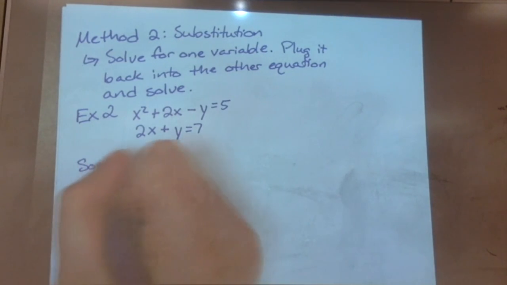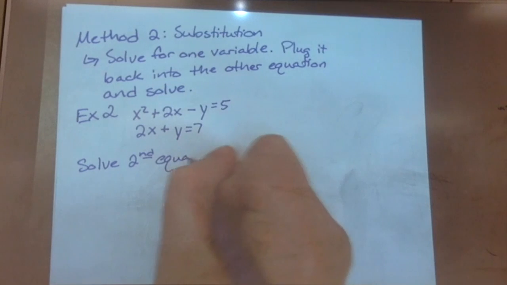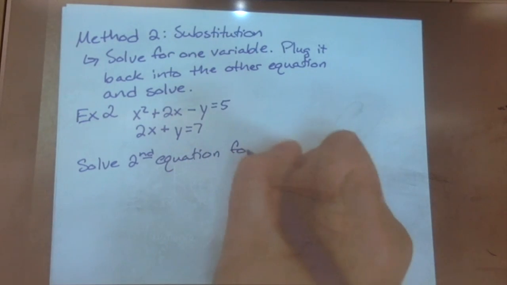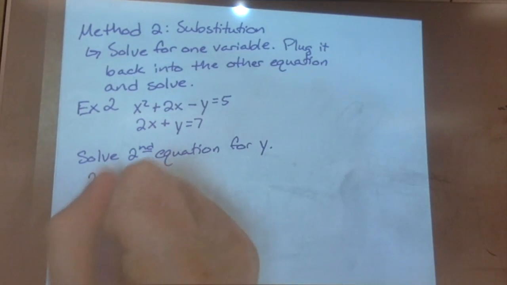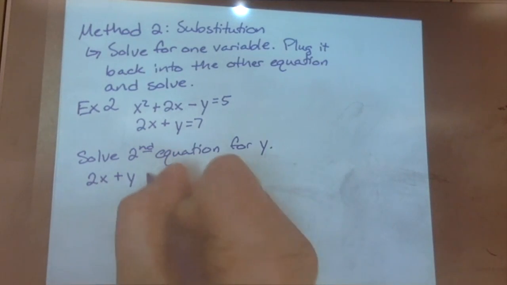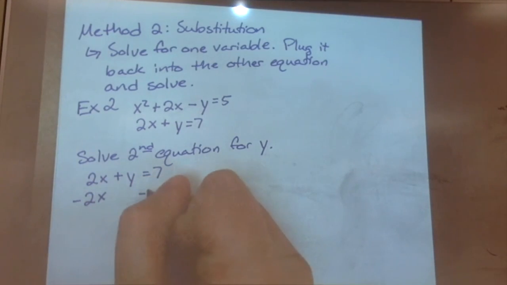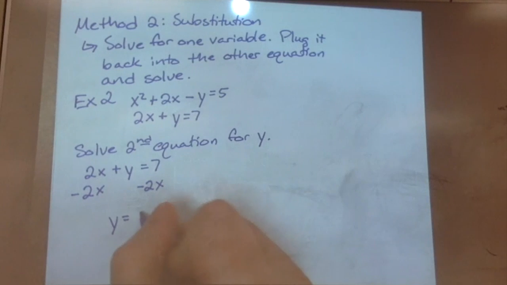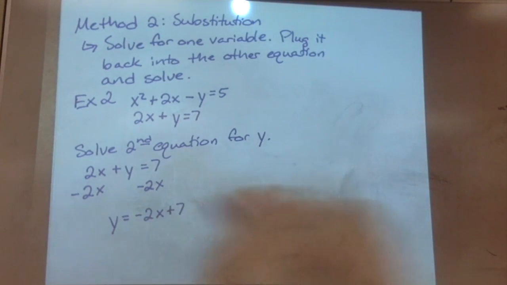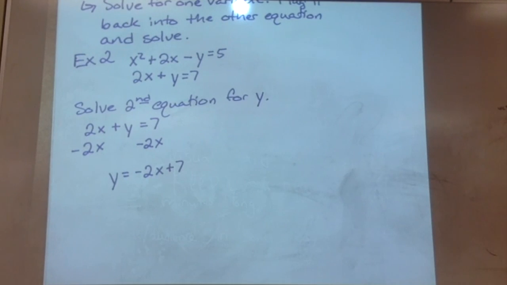So, solve the second equation for y. So 2x plus y equals 7. To get y by itself, we're going to subtract 2x from both sides. So y equals negative 2x plus 7, or you may have written 7 minus 2x. Either one is fine. All right.